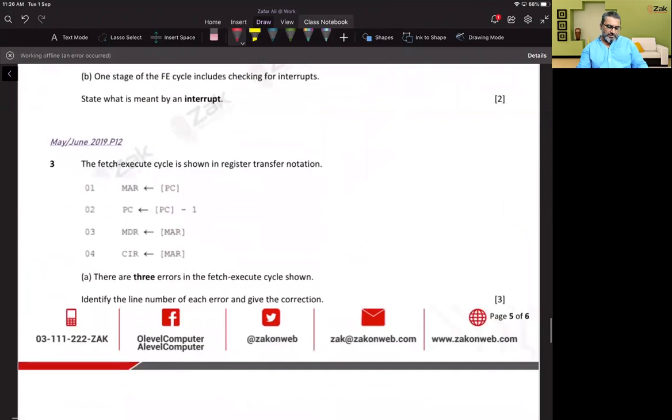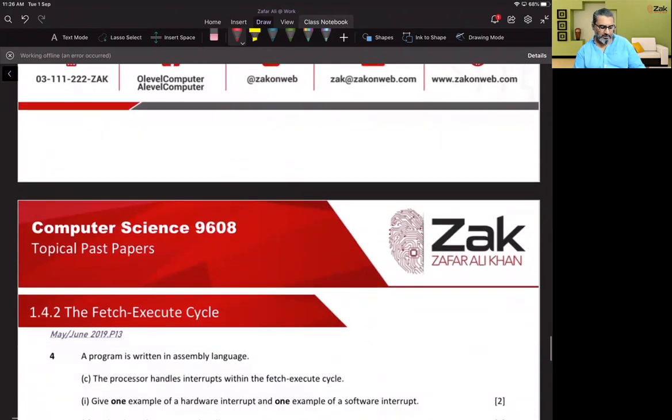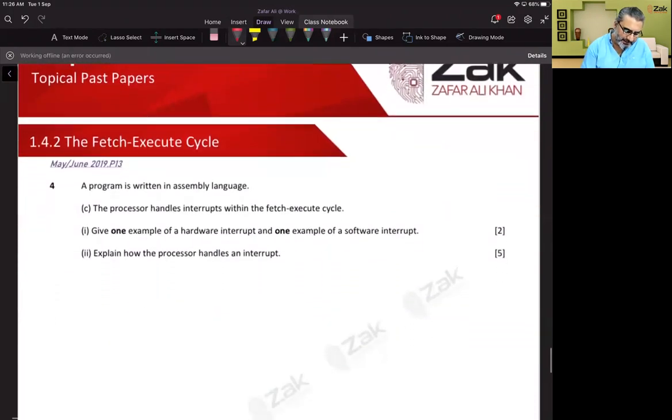The fetch execute cycle is shown in register transfer notation. There are 3 errors in the fetch execute cycle shown. From PC, it goes to MAR. PC is incremented by 1. From MAR, it goes to MDR. And from MDR, it goes to CIR. A program is written in assembly language.